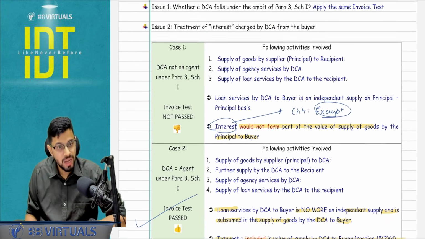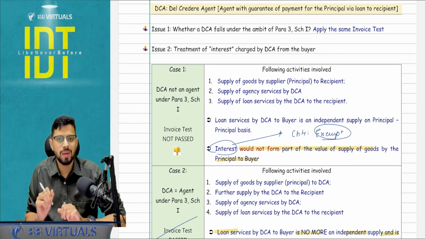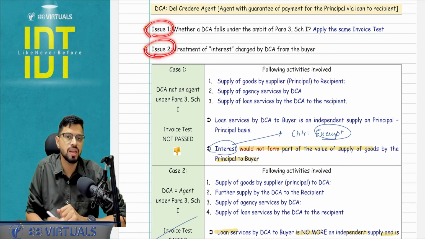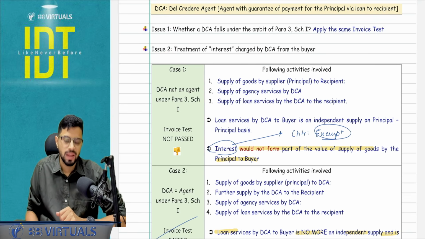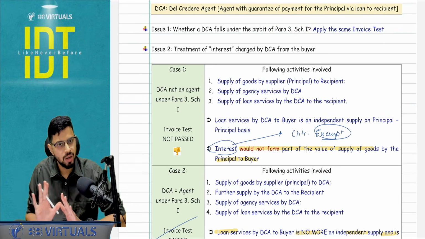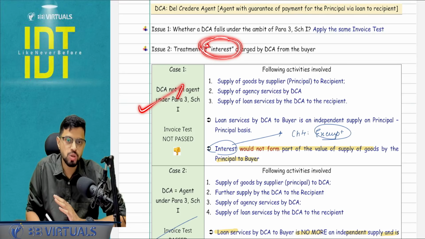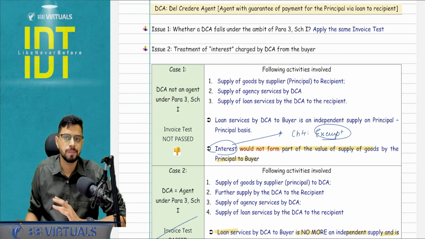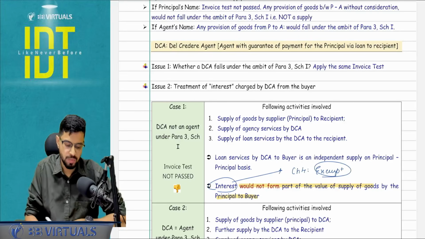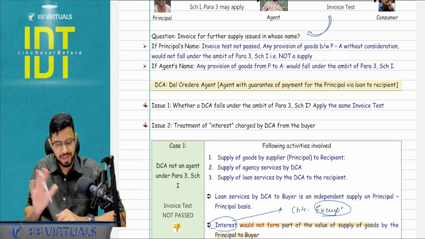Sir, real life subjectivity was there. Yes, it was there. That's why a department clarification came. They clarified the issues. That with respect to applicability of paragraph number 3, the invoice test we have already covered. No separate analysis. But what about interest? 2 situations are possible with respect to DCA. Clear? Okay.